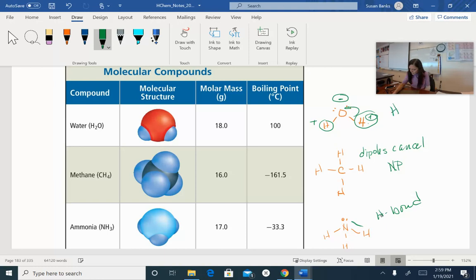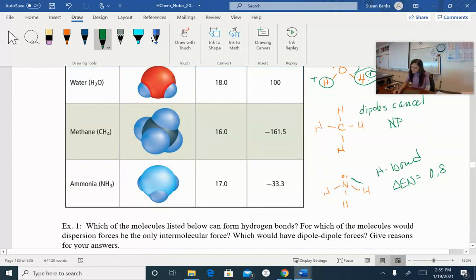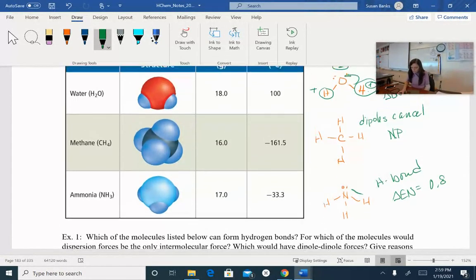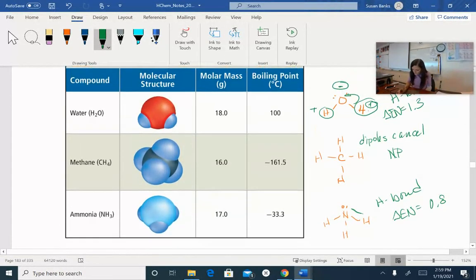And this can create the hydrogen bond as well. This is not nearly as strong because the electronegativity difference here is about 0.8, and here it's about 1.3, okay? So even though this is still technically a hydrogen bond, it's not as strong as oxygen to hydrogen. So notice methane, its boiling point is negative.